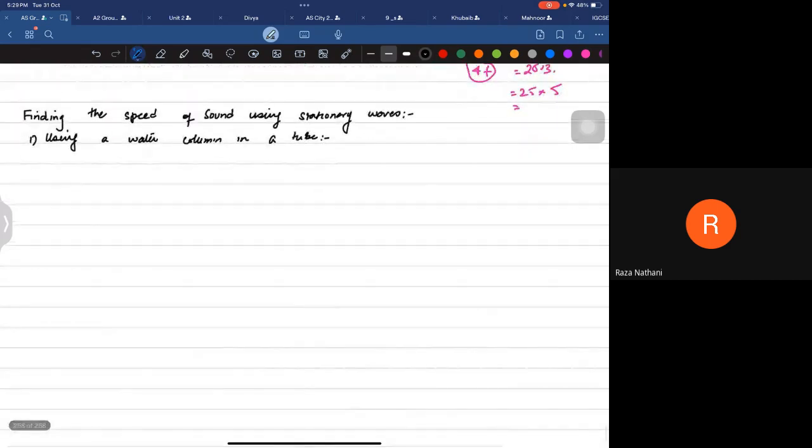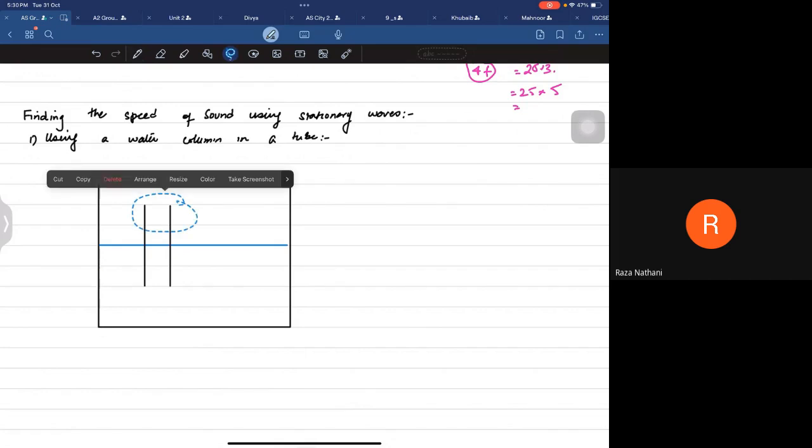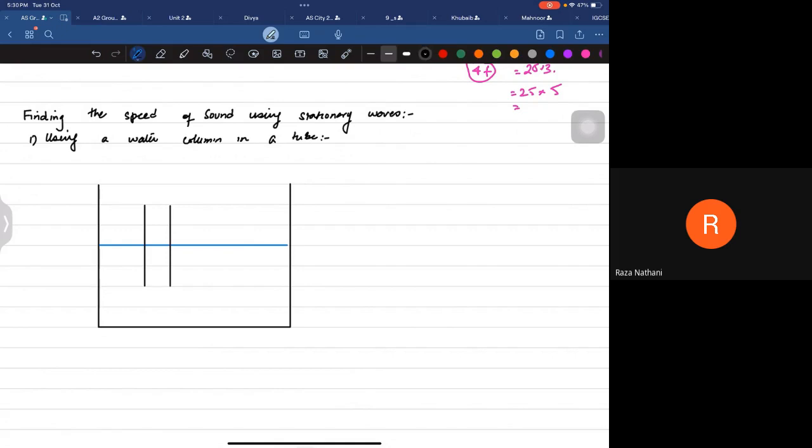It's pretty simple. You want to put water inside a reservoir like that. In this reservoir you can add water or remove water as well, or you can remove the tubes. You have to take a tube that is a hollow cylinder like this. All right, kids. Now what you can do is move the tube up and down when you have a tuning fork.